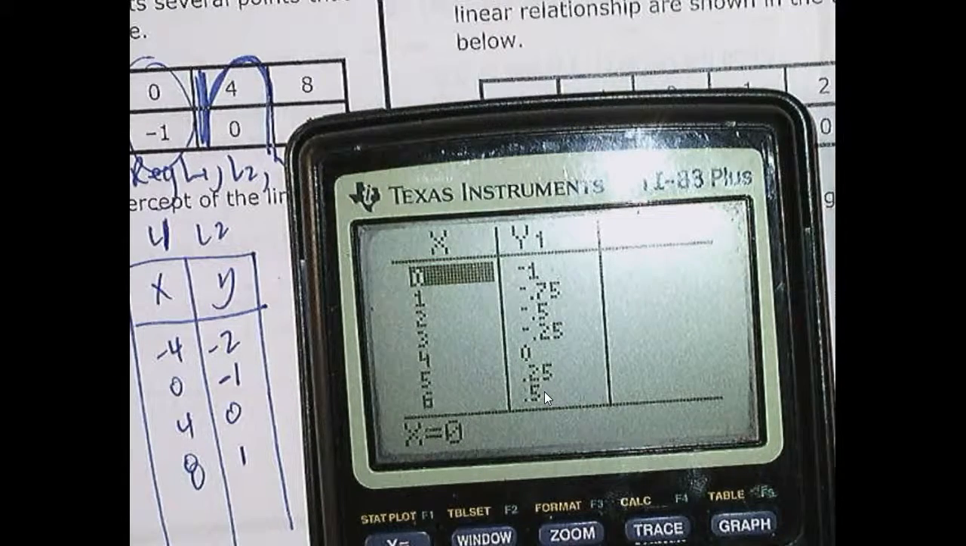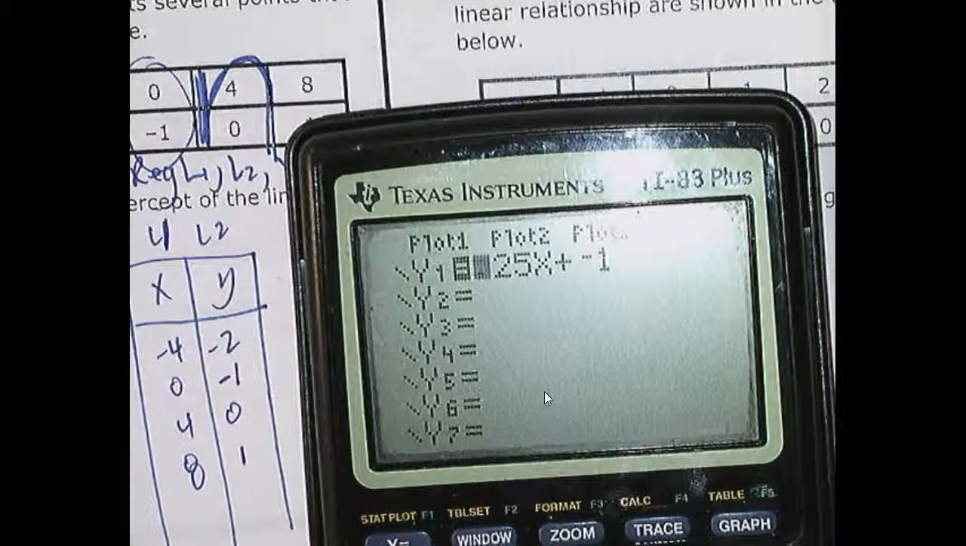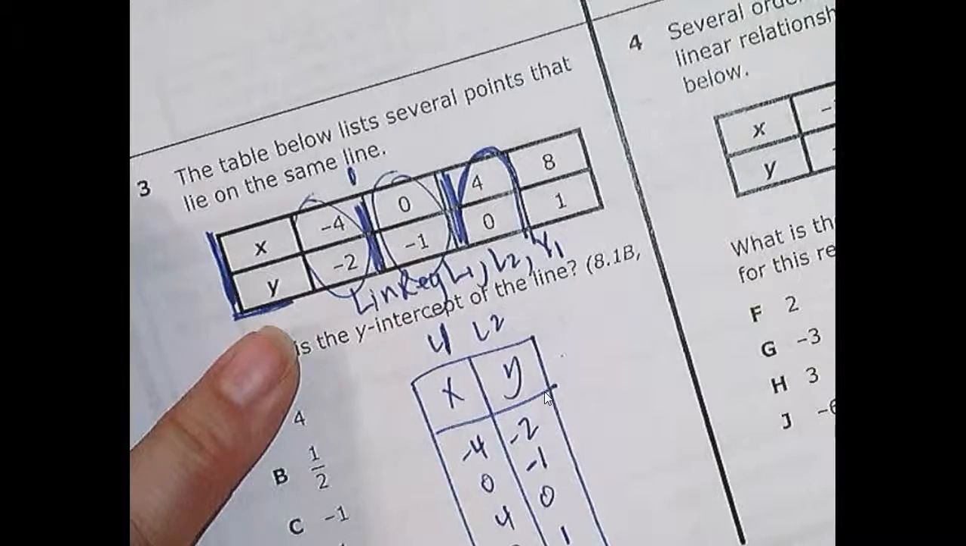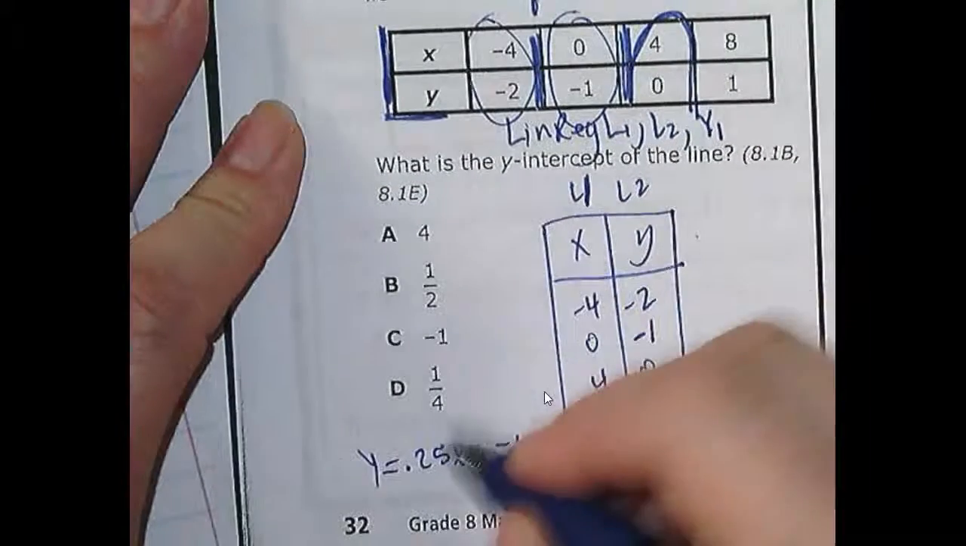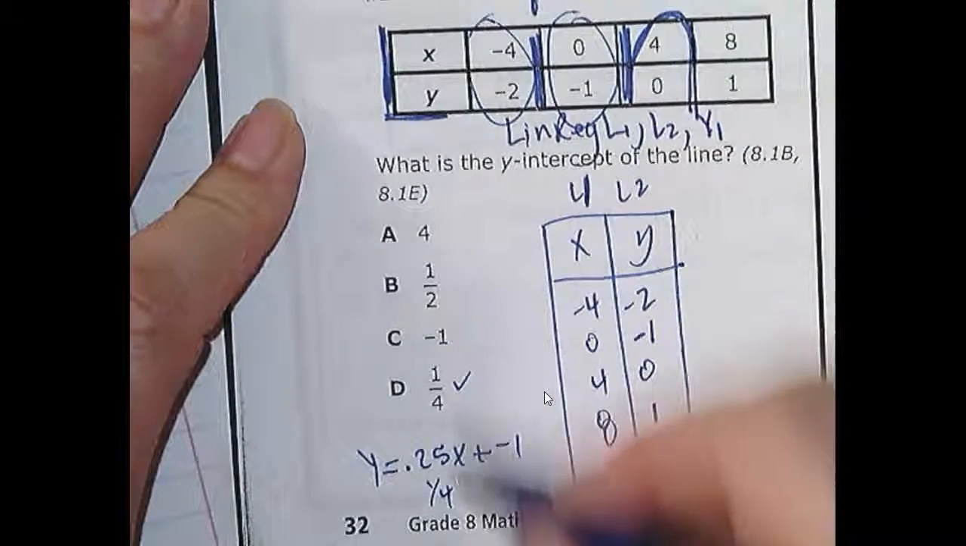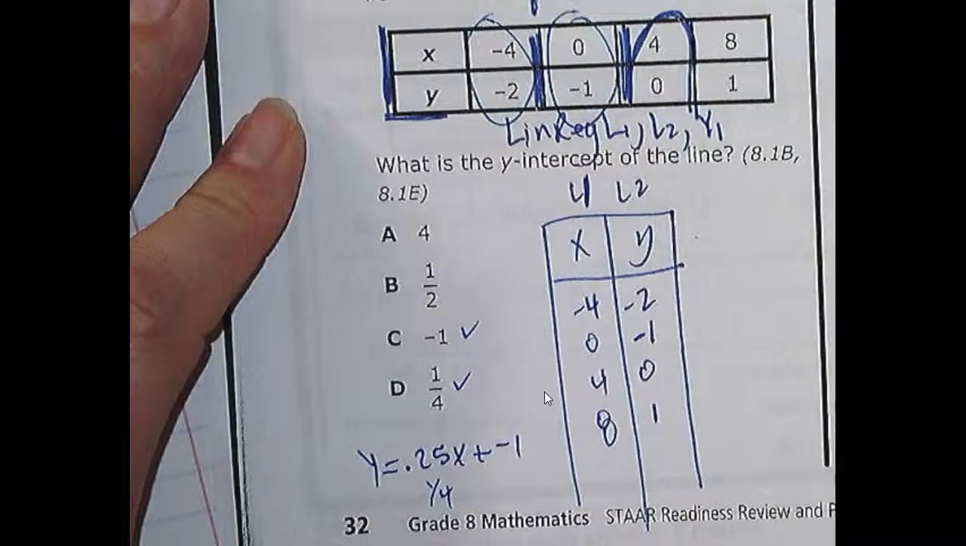Let's go back to Y equals. I got 0.25x plus negative 1. Y equals 0.25x plus negative 1. Perfect. And yep, being sick, I need to double check everything. So, by the way, here's 1/4. That's 1/4. Here's negative 1. They're both right.